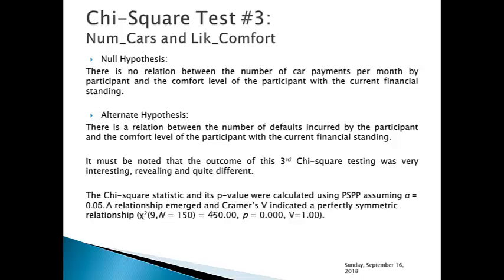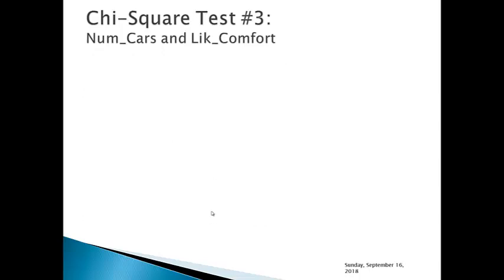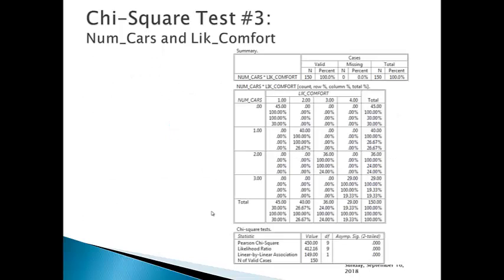So for the third chi-square test between the number of cars and life comfort, a relationship emerged, and it is quite significant. The following is the outcome of the chi-square test for the number of cars and the life comfort.